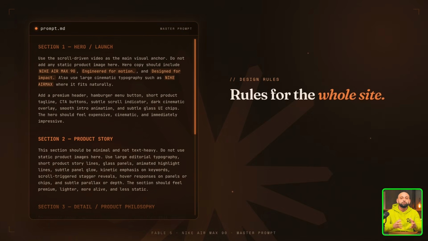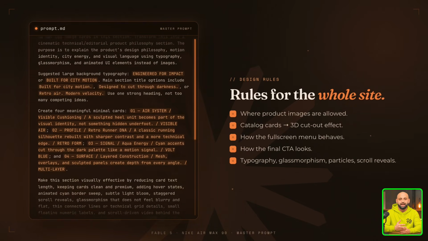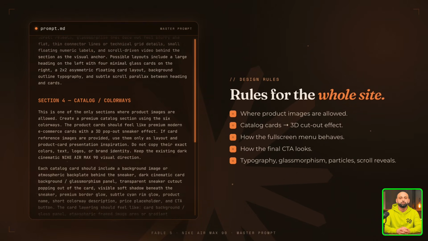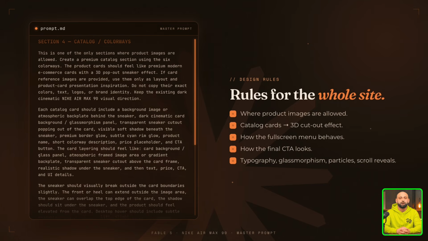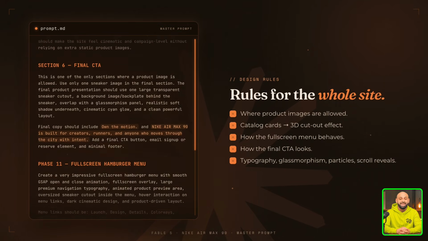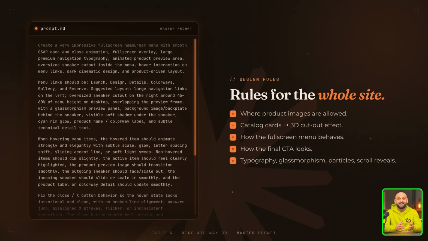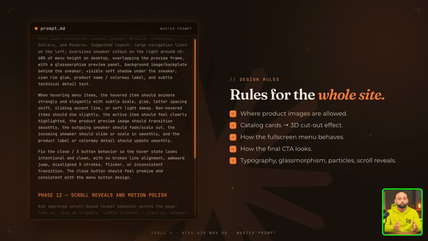The prompt also includes the design rules for the rest of the site, where product images are allowed, how the catalog cards should use 3D cutout effects, how the full-screen menu should behave, how the final CTA should look, and how the non-image sections should rely on typography, glass morphism, particles, and scroll reveals.